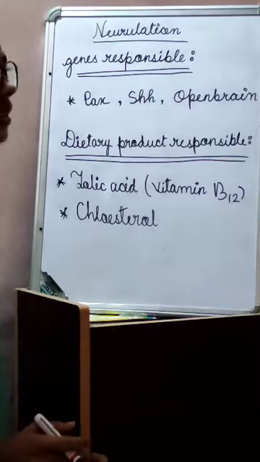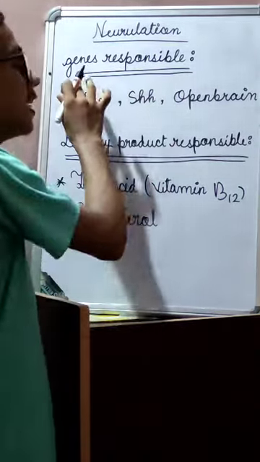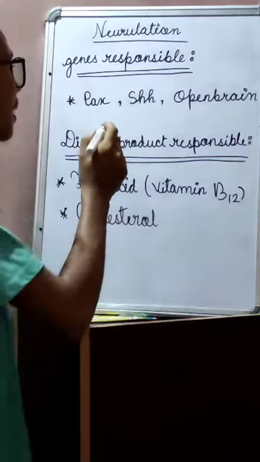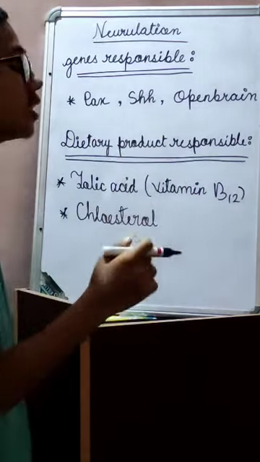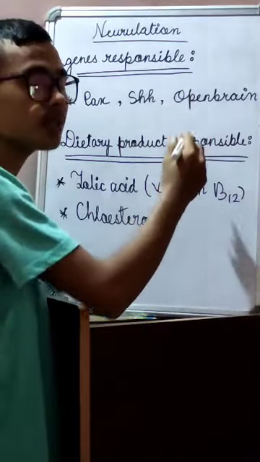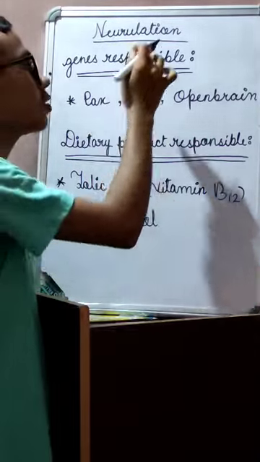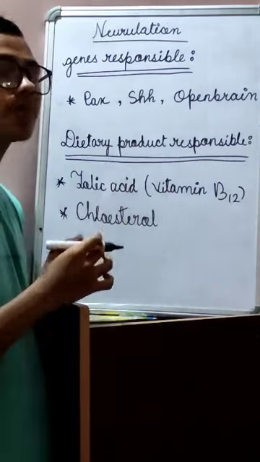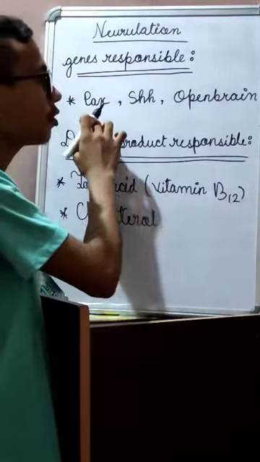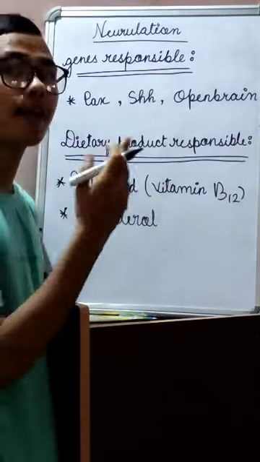Now come to the factors affecting the neurulation process. Number 1, genes. There are some genes like PAX, SHH, which is sonic hedgehog, and number 3 is open brain. These are responsible for the neurulation process. If there is a mutation or some defect in these three genes, the neurulation process will be defective.